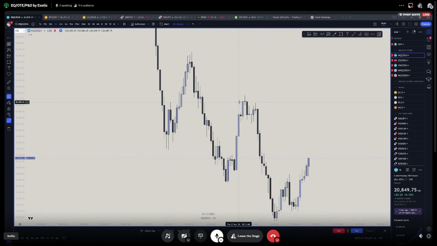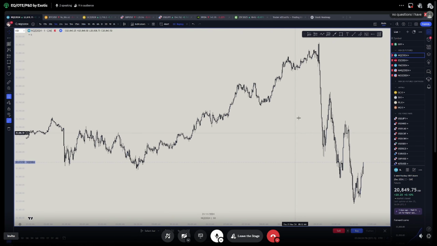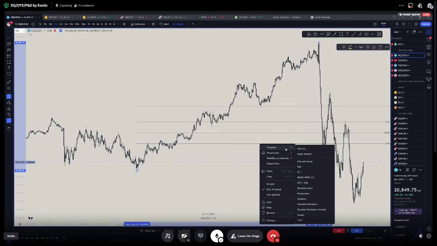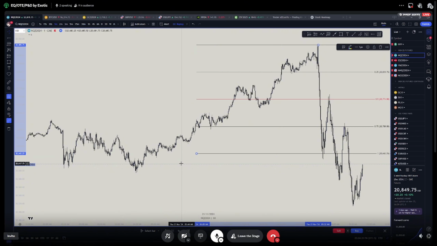I'm gonna show you guys a few other ways you can use your premium discounts, equilibrium, as well as, I guess I'll get into quarters of a dealing range. So I guess we'll go into your implied dealing range here, which we'll kind of get into. So your implied dealing range is from a range high that's already there and a range low that's also already there.